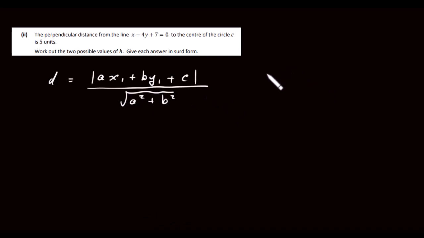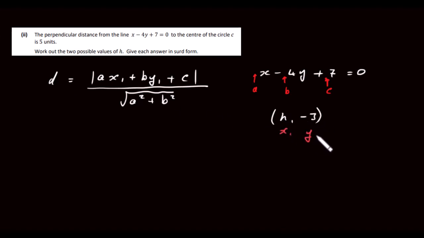So the equation of our line is x minus 4y plus 7 equal to 0. So that gives us our a, b, and c. This is our a here, 1. This is our b here, minus 4. And this is our c here, plus 7. Now we also have x1, y1. That's the point that we're talking about, which is the center of the circle. And the center of the circle is (h, minus 3). So this gives us our x1, y1.